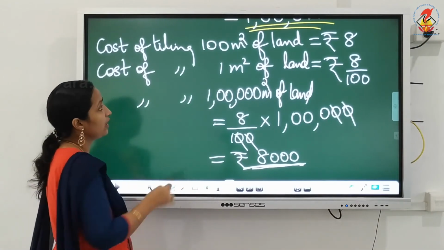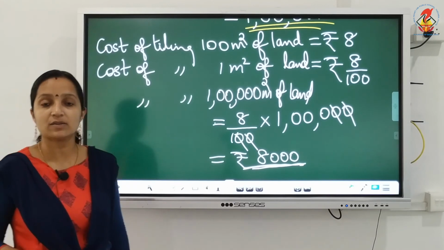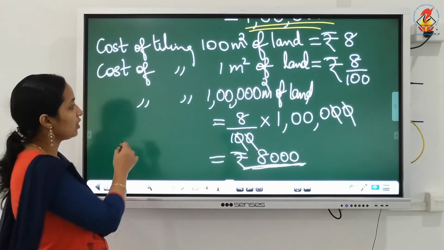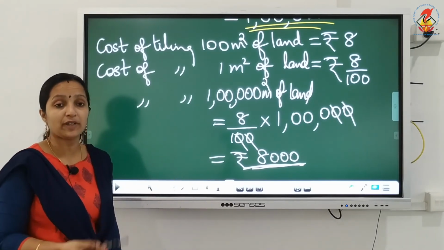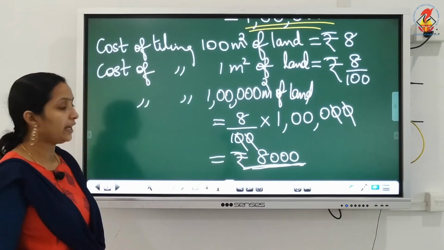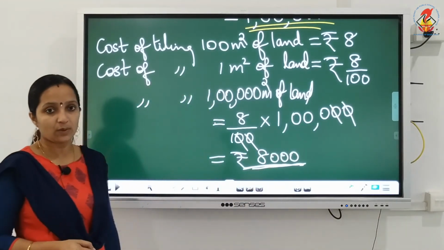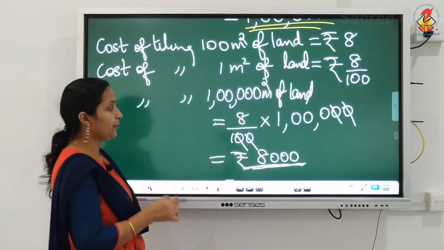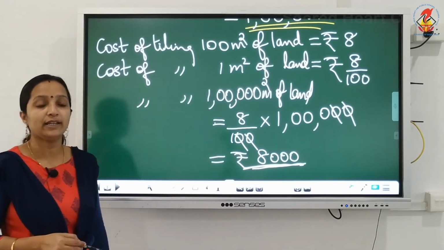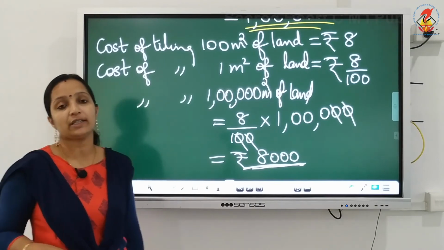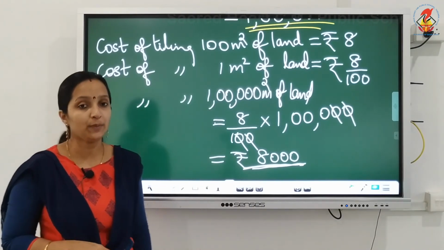It is given that cost of tiling 100 meter square is rupees 8. So what is the cost of tiling 1 lakh meter square of land? 8 by 100 into 1 lakh. What is the answer? Rupees 8,000. That is the cost of tiling that particular rectangular plot of land. I hope this answer is clear.